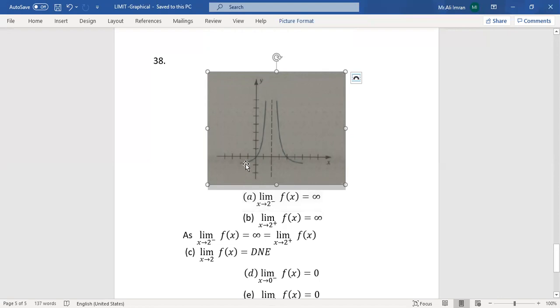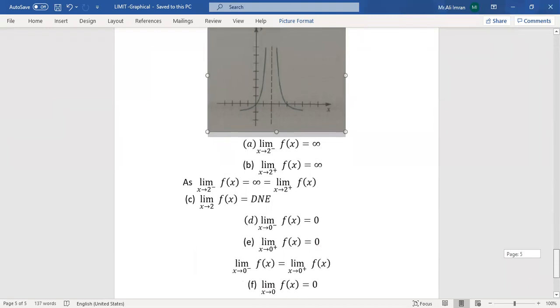If we approach x is equal to 2 from left hand side, the function grows without bound, that is value of the function will be infinity. This is the value from the left hand side. If we approach the limit from right hand side, that is values greater than 2, we will have the same case, the function grows without bounds and value of the function will be infinity. As both limits approach infinity, therefore c part does not exist.